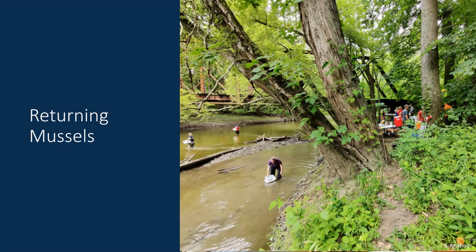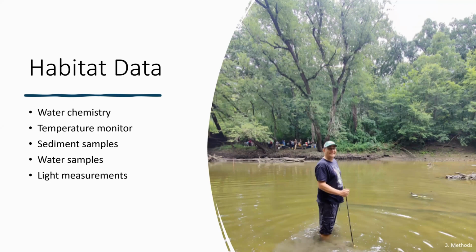And then we also take some habitat data. So this includes water chemistry, so things like dissolved oxygen or pH. And then, as I mentioned earlier with the temperature monitoring program, we also put one of those data loggers in, and it stays throughout a full year before we pick it up. And then we also grab, I think, 4 sediment samples from the transects, a water sample, and then we do some light measurements to see how much shade and how much light is coming through in the site.